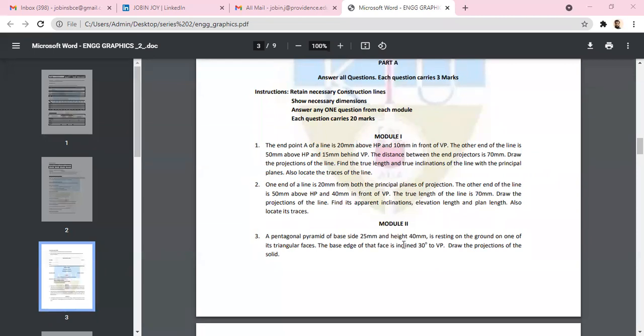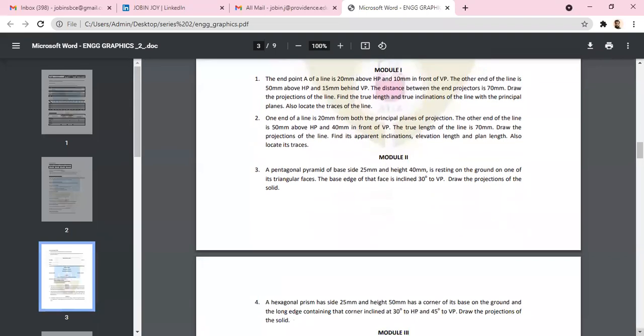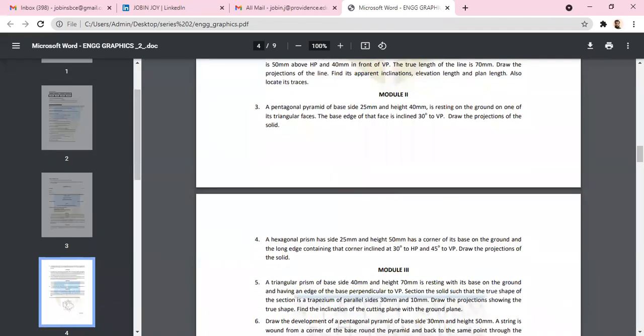Then coming to module 2, here the object is a pentagonal pyramid and here a hexagonal prism. That means solids, projections of solids. You will be given a solid with some conditions, say 30 degree to VP or 30 degree to HP, 45 degree to VP. So you have to draw the projections.